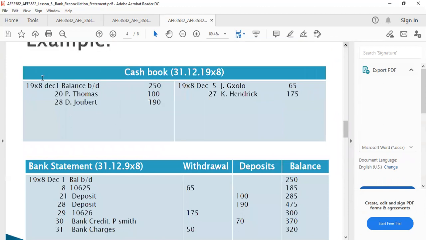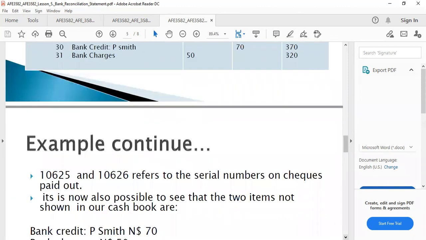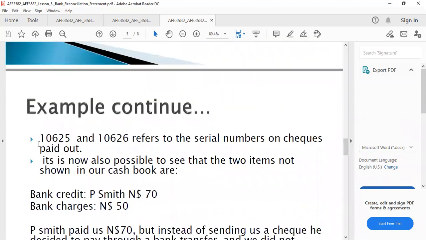So here you are given a cash book and you are given a bank statement. Cash book and bank statement. And the exercise continues. 10,625 and 10,626 refer to the serial numbers on checks paid out. Also, these are serial numbers.